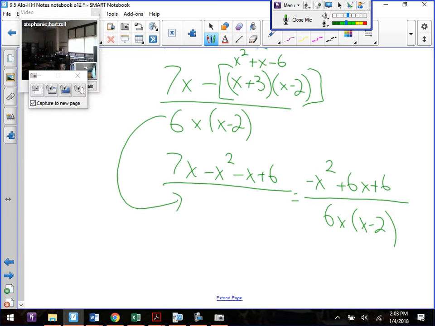Don't FOIL out denominators. Okay? Don't worry about it. Okay. 40? We good? Yes, did you forget to distribute it? Yeah, don't do that. When you get to 40, I'll get yours next, okay?